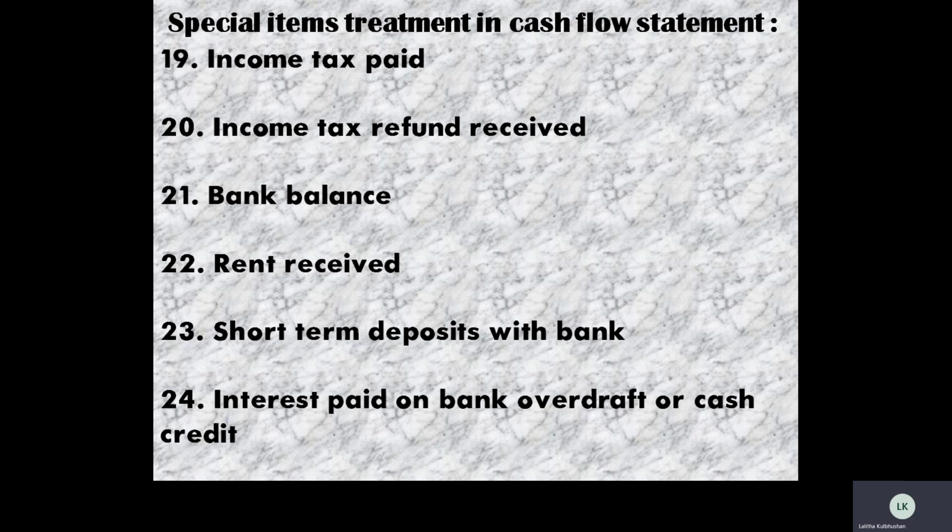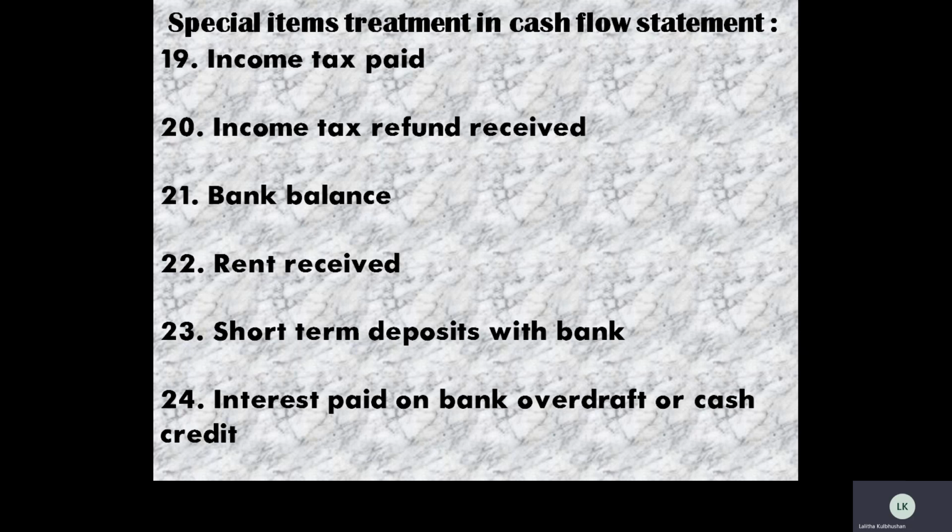Okay, I'm repeating. The first effect of rent received in the cash flow statement is that it will be shown under operating activities as a deduction under the heading non-operating income. And the next effect is that it will be shown in the investing activities as a plus item, meaning it will be added there because of the inflow of cash.